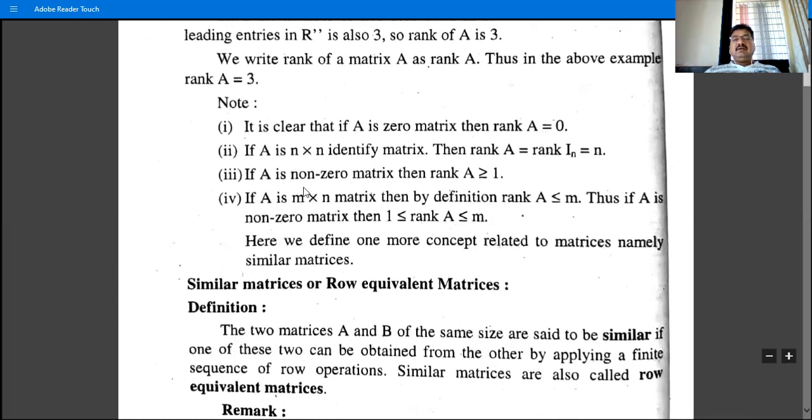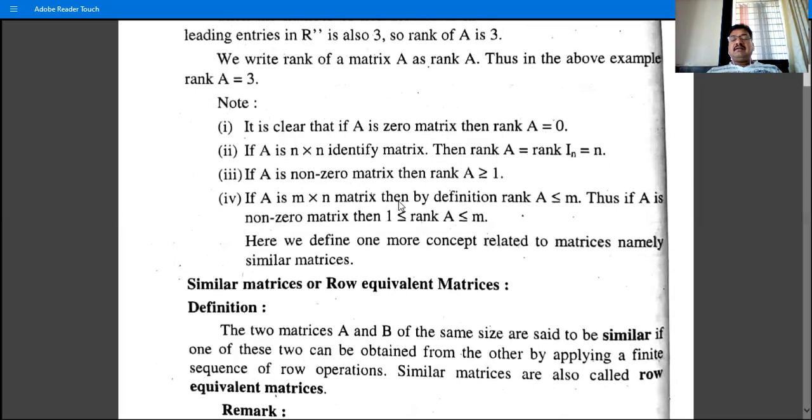If A is a non-zero matrix, then its rank is always greater than or equal to 1. If the matrix is non-zero, then its rank is either 1 or greater than 1, and is an integer. That is, the rank of any non-zero matrix is 1, 2, 3, 4, 5, up to n. So the rank of any non-zero matrix is always greater than or equal to 1, not less than 1 or equal to 0. If A is the zero matrix, meaning all the entries are 0, then rank of A is 0.